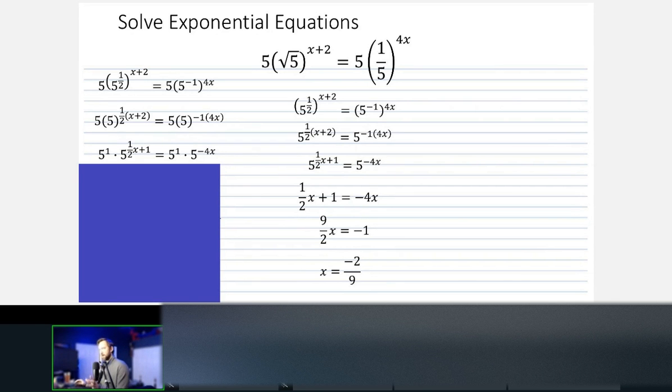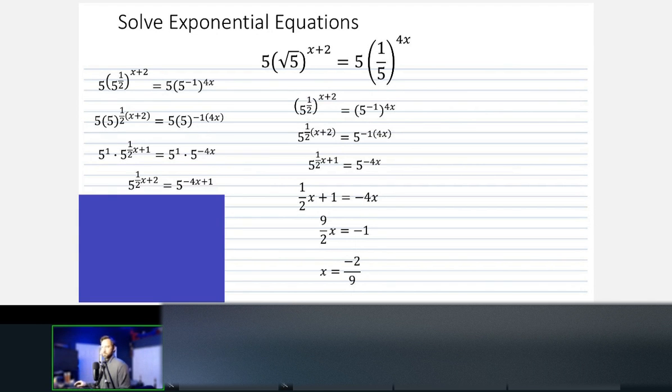We have, remember, 5 times 5 to that power equals 5 times 5 to the other power. Well, remember, any number that doesn't have an exponent, it's always a 1. So that's why I wrote it there. And remember, when you have same bases and you're multiplying, what do you do to the exponents? Yeah, we add them. So we're going to have 1 plus 1/2 x plus 1. So you combine like terms, that's how it's 1/2 x plus 2.